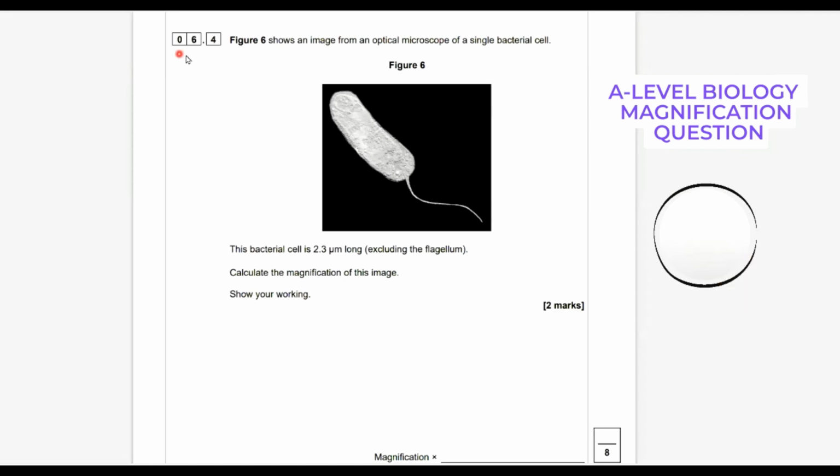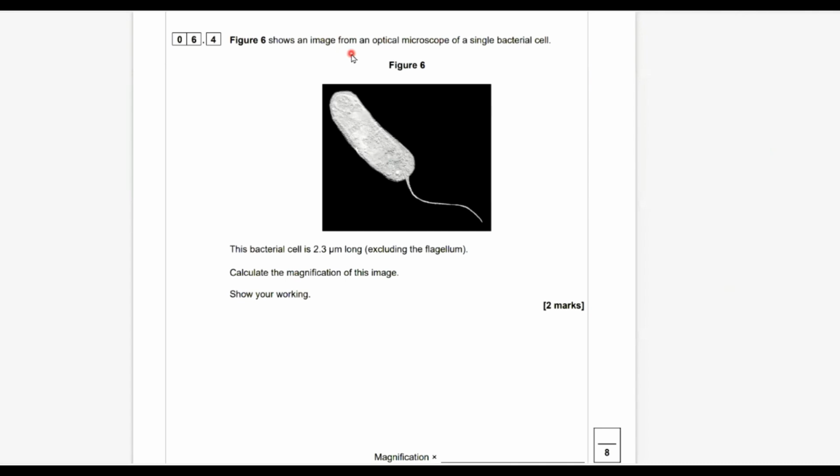Welcome to Let's Get to the Marks. Just going to go through a quick A-level biology magnification question. So 6.4, figure 6 shows an image from an optical microscope of a single bacteria cell. There's figure 6. The bacteria cell is 2.3 micrometers long, excluding the flagellum. We don't need the tail. Calculate the magnification of this image and show your working.